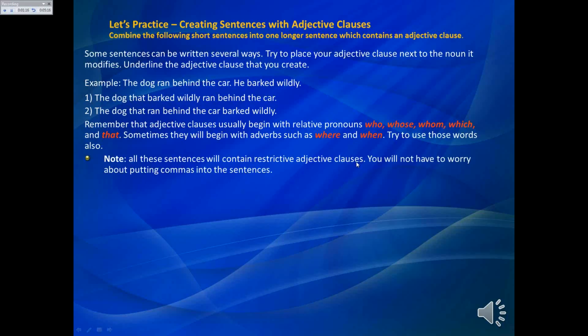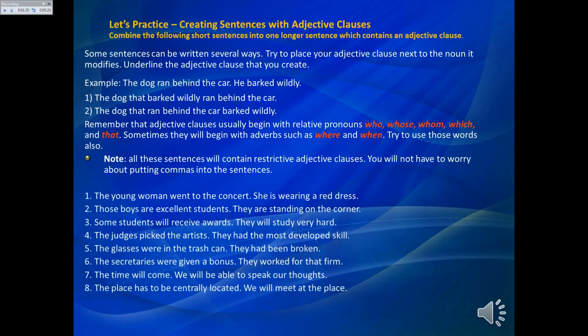I do want you to note, all these sentences will contain restrictive adjective clauses. You will not have to worry about putting commas into these particular sentences. That's going to come a little bit later. All I want you to do right now is to combine these two short sentences into a longer, much more sophisticated sentence by using an adjective clause.